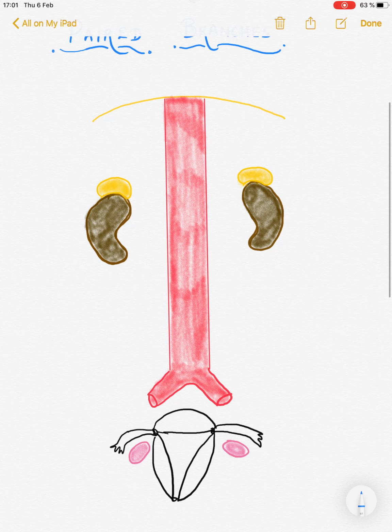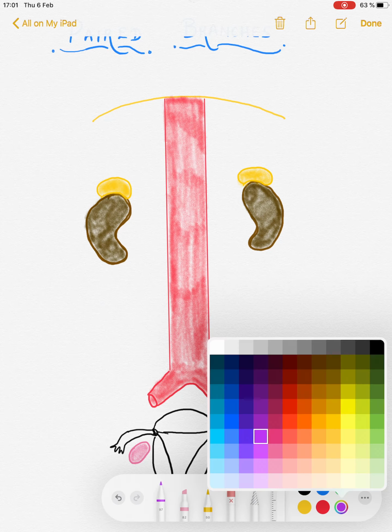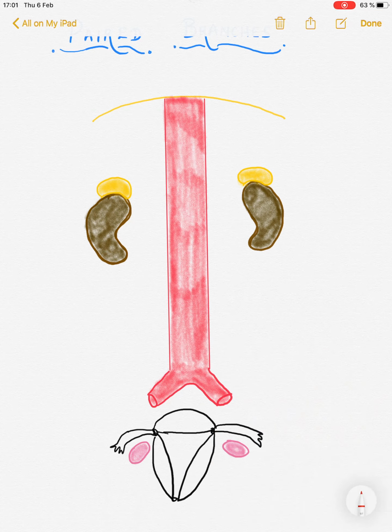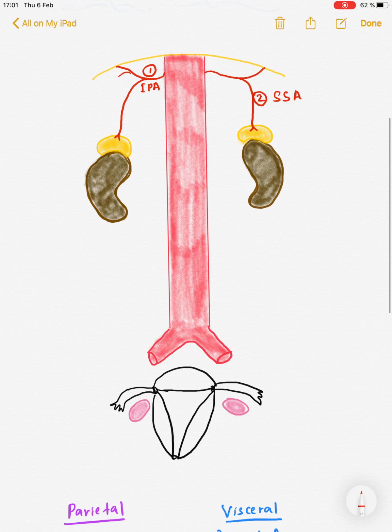So let me draw all these arteries in this diagram. So first we had the inferior phrenic artery. It will give blood supply to the diaphragm. So I will write 1, and it will also give branches to the suprarenal gland, and that will be the superior suprarenal artery. So I will mention it as 2. So that is the superior suprarenal artery. And here we had the inferior phrenic artery.